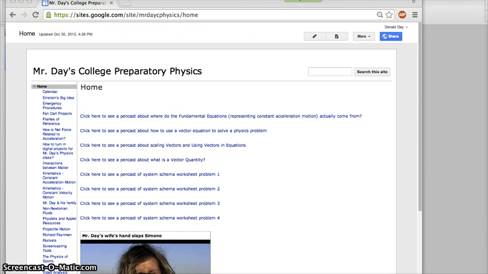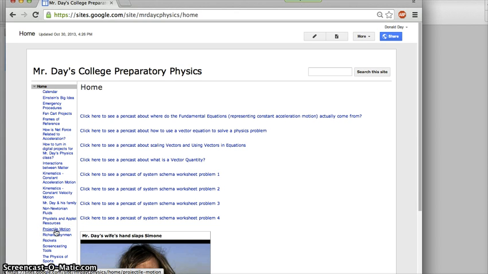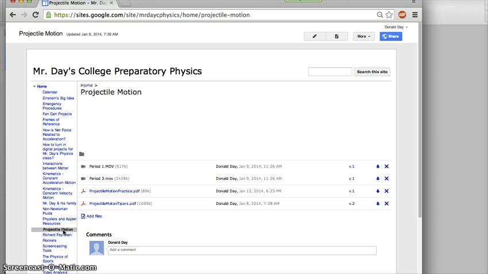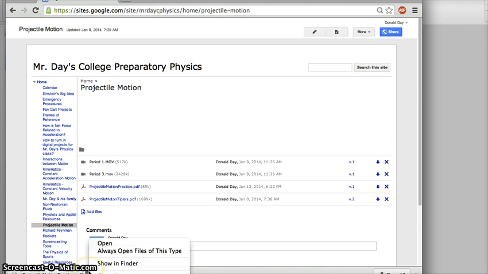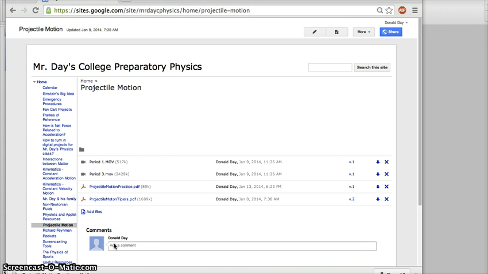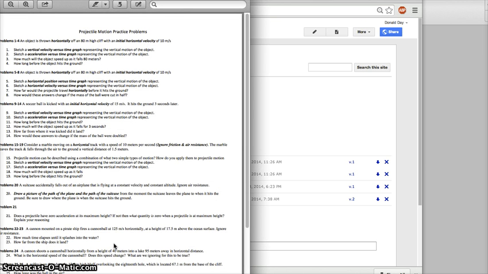Okay, so if we go to our website and we click on projectile motion, follow that link, you'll see a few files here. This is where I'm going to put all the screencasts to help you with your problems. If I download projectile motion practice right here, and I go ahead and open it up, let's see what I have here.